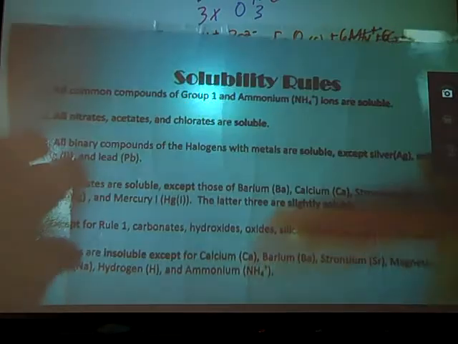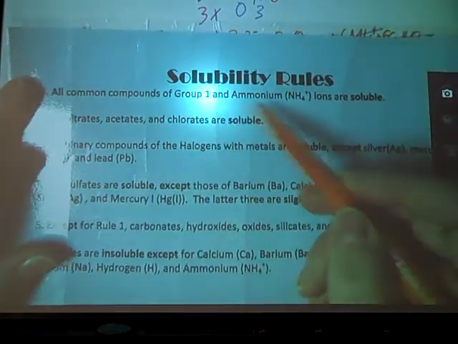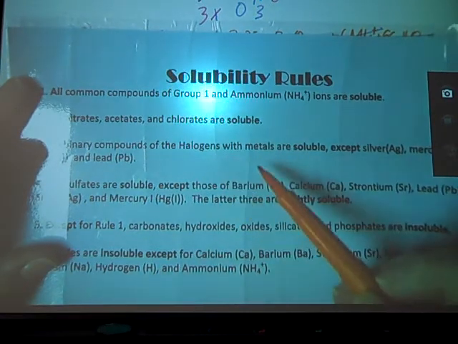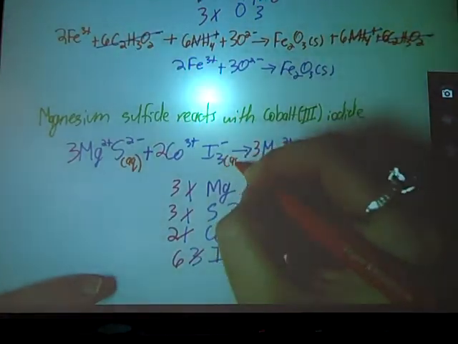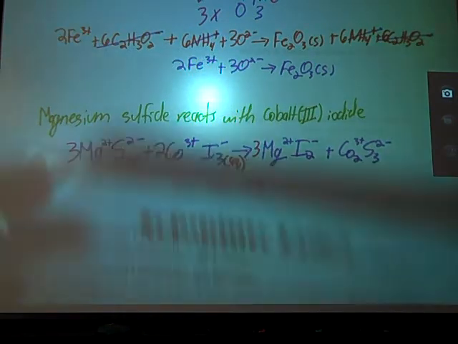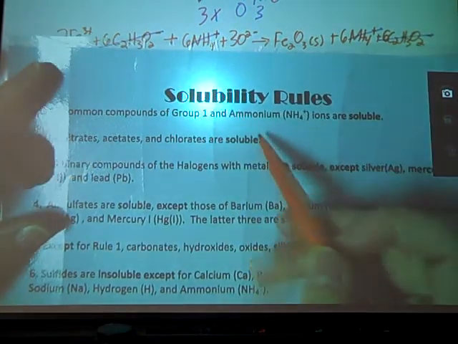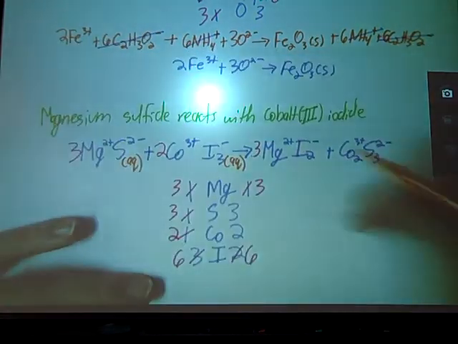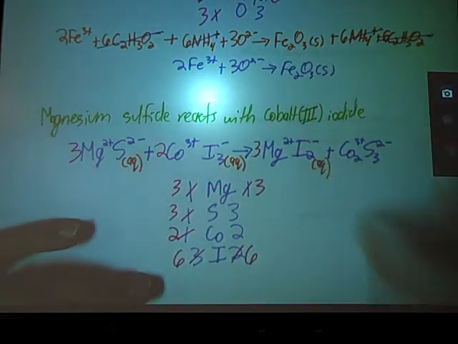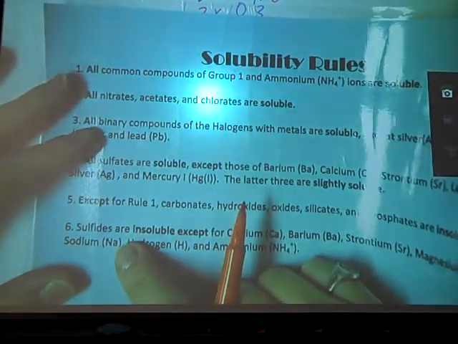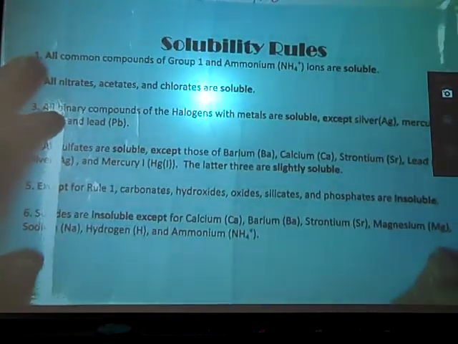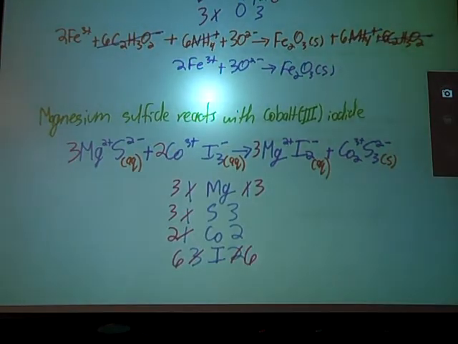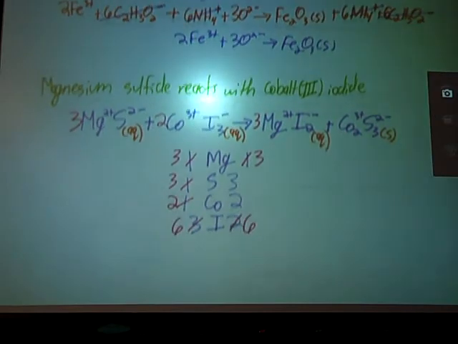Cobalt 3 iodide. I say, way too much. Rule 1, nope. Rule 2, nope. Rule 3, halogen and a metal. And this time, I have the halogen. Next, magnesium iodide. Group 1, ammonium, nope. Nitrate, acetate, chlorate, nope. Binary of halogen with a metal. Yay! And last, sulfide. I'm just going to jump down here. Sulfides are insoluble, and cobalt is not one of my exceptions. There is my solid.